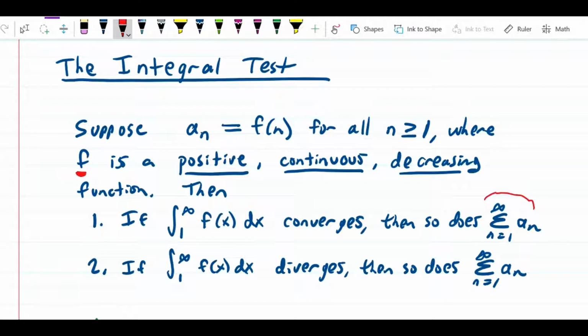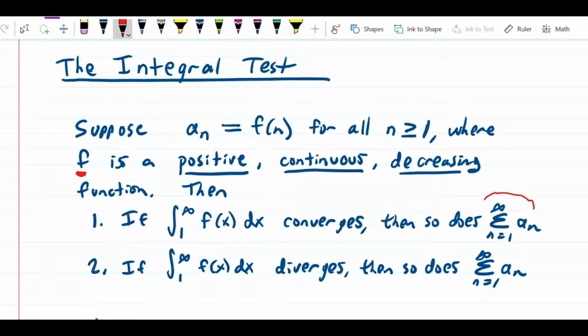So basically what this says is just take the series definition, just replace n with x to make it a function, and integrate the function on the interval 1 to infinity. And then the series behaves the same as the function does. If the integral of the function converges, then the series converges. If the integral of the function diverges, then the series diverges.